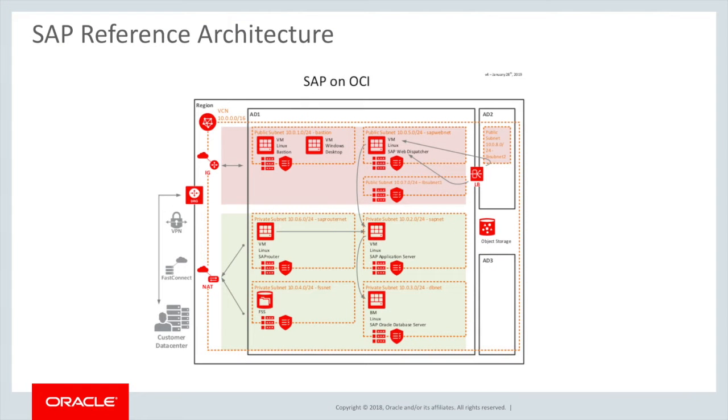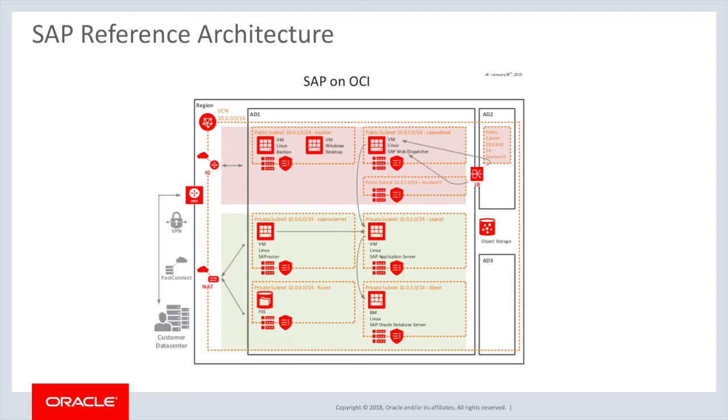This is the SAP reference architecture that will be deployed using the Terraform. We're using a single AD deployment. We're going to deploy everything on availability domain 1. As you can see, we have a bastion host on the public subnet along with the SAP web dispatcher and the load balancer that will be put in front of the SAP web dispatcher as well.